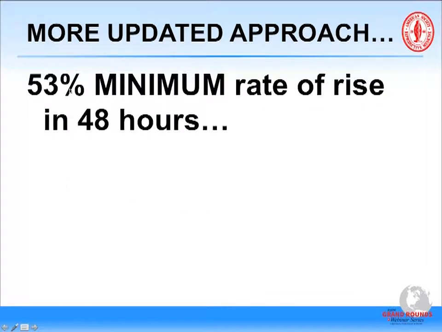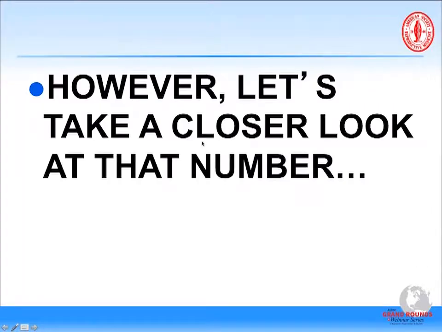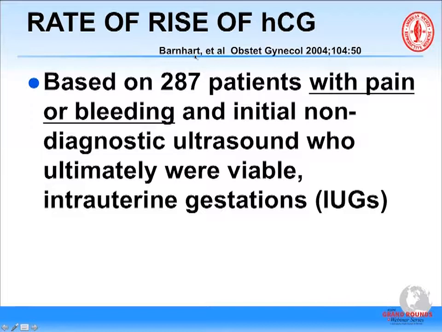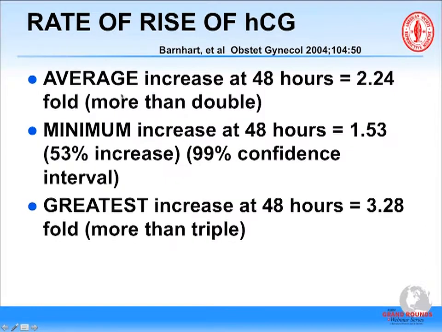Many of you have heard of this 53% number, minimum rate of rise in 48 hours. Where does that come from? Let's take a closer look at that number. Kurt Barnhart at UPenn published based on 287 patients that had either pain or bleeding, whose initial ultrasound was non-diagnostic, who ultimately had viable intrauterine gestations. The average increase in 48 hours, 2.24-fold. That's more than double. The minimum increase in 48 hours, 1.53-fold, that's where the 53% increase comes from, 99% confidence interval. In fact, the greatest increase at 48 hours was more than triple.